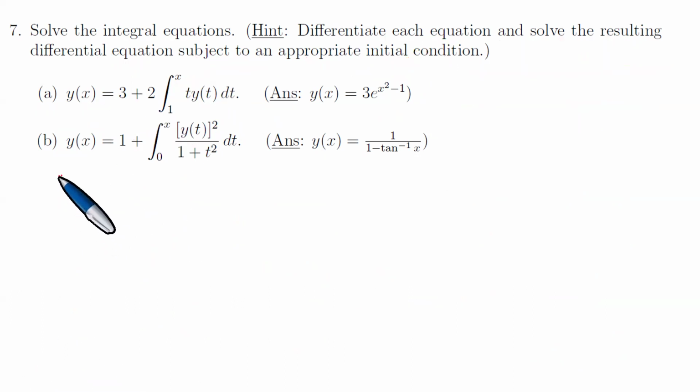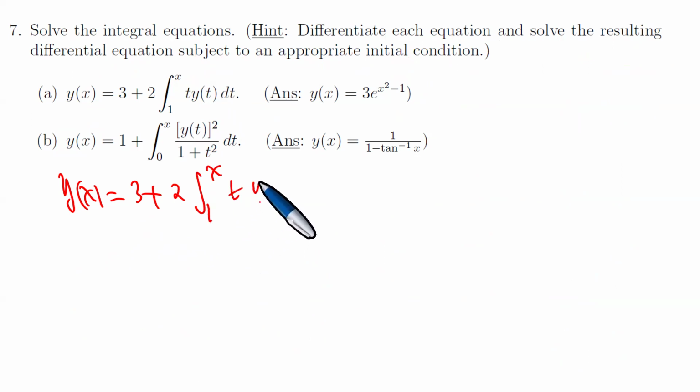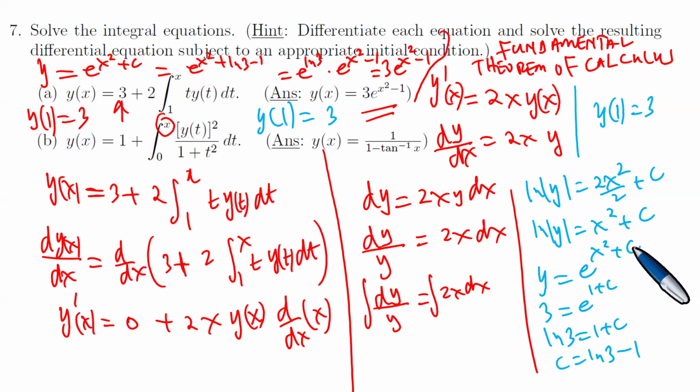Okay, let's look at this. It is y of x is 3 plus 2 times the integral from 1 to x of t y of t dt. Okay, we need to get an initial condition. Why do we need the initial condition? Why do we need the y equals 3? We need it because we need to get the value of c, the constant of integration. Because now we integrated everything, we got the c here, but we don't know what c is. And they said differentiate each equation and solve the resulting differential equation subject to an appropriate initial condition.